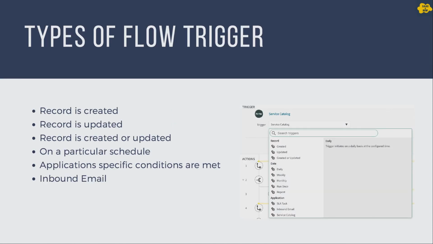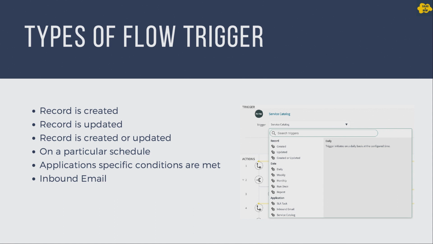Types of flow trigger. A flow trigger has conditions configured which start the flow. When trigger conditions are met, the system starts running the flow. And you have different types of trigger in flow in ServiceNow. The first one is record is created. Then we have record is updated. Then we have record is created or updated. All these three, record created, updated, and created or updated, are related to table operation.